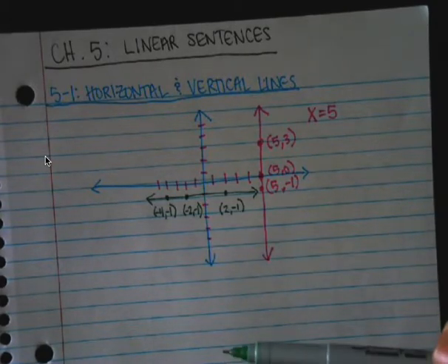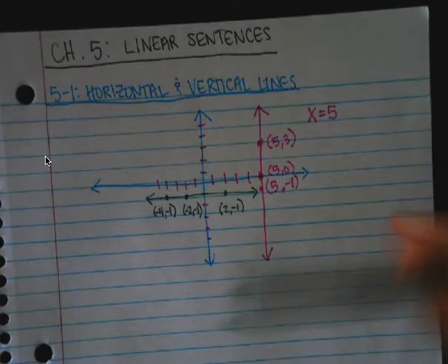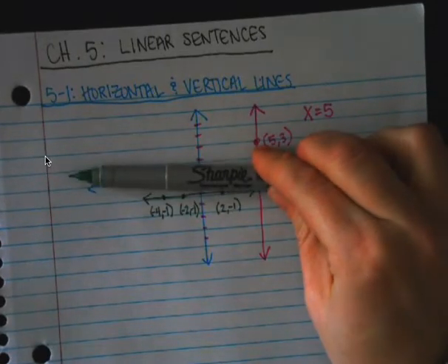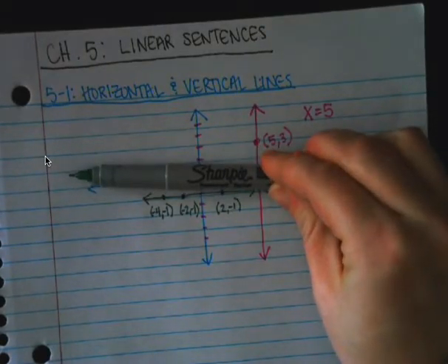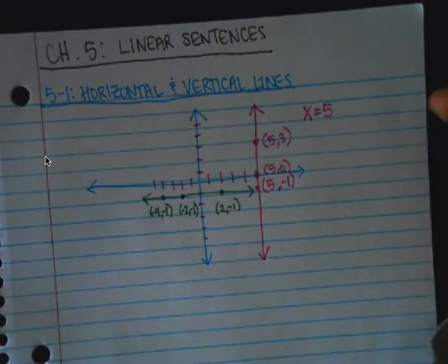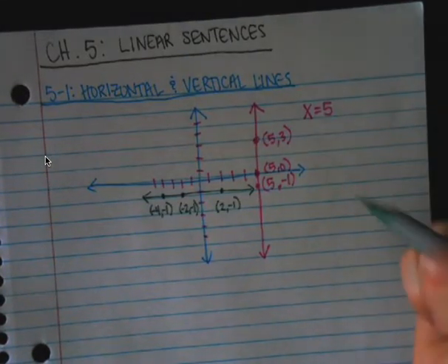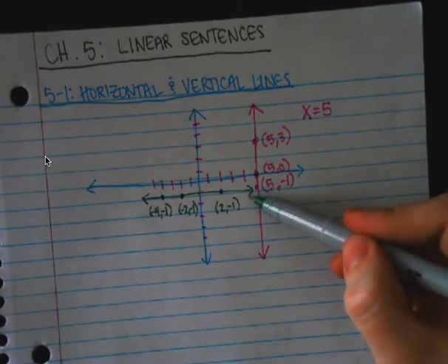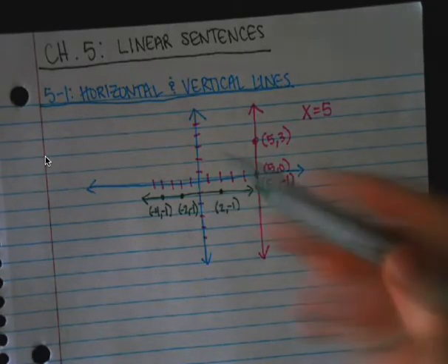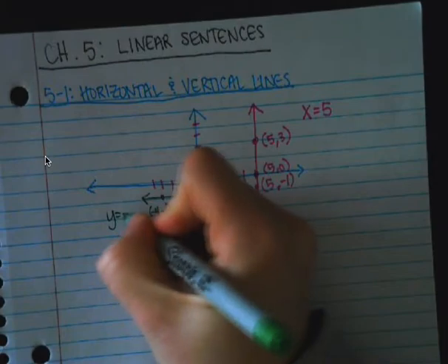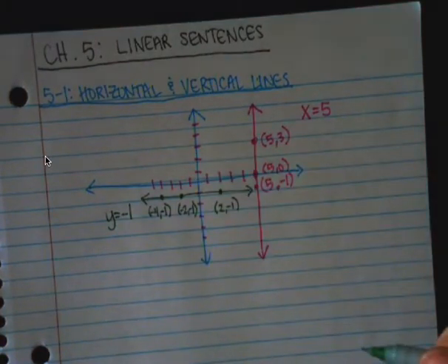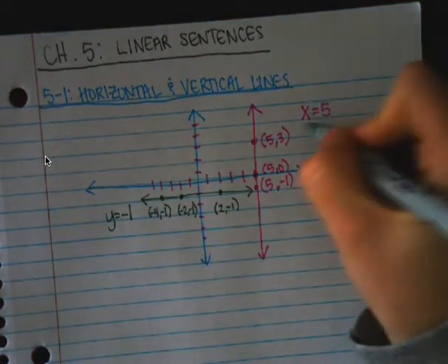Notice they all have a y value of -1, because what we did was we took the whole line and shifted it down 1 in the negative, down 1 in the y direction, so a -1. Okay, again, that will give us the equation for a horizontal line. Okay, so vertical lines will always be x equals.